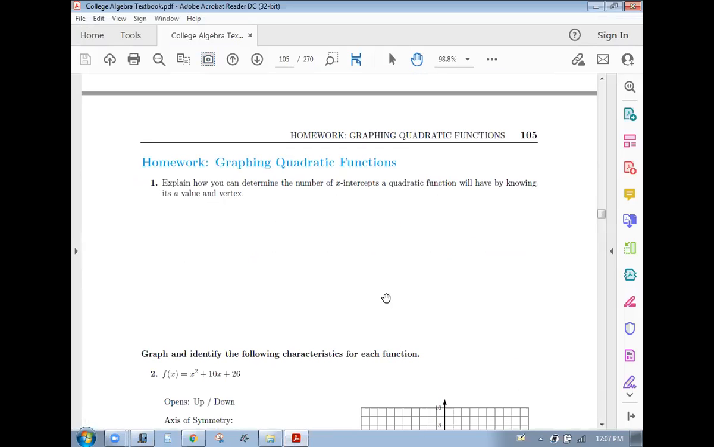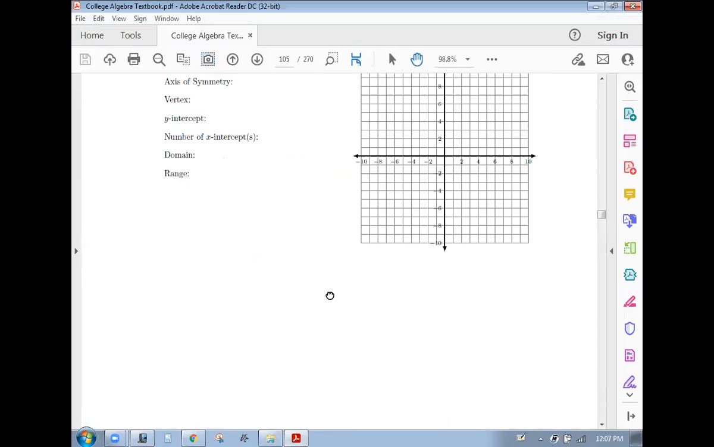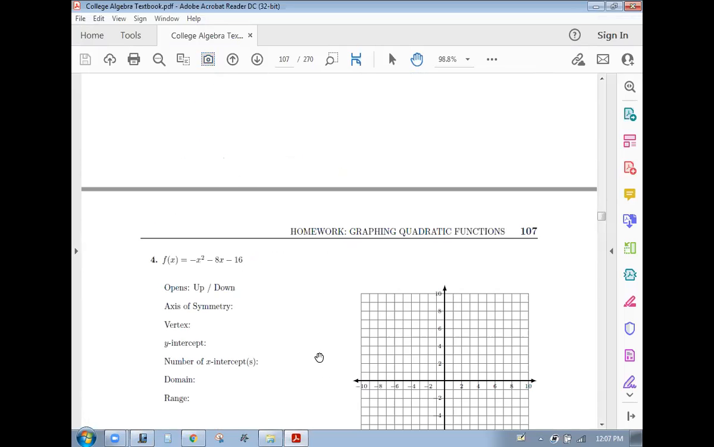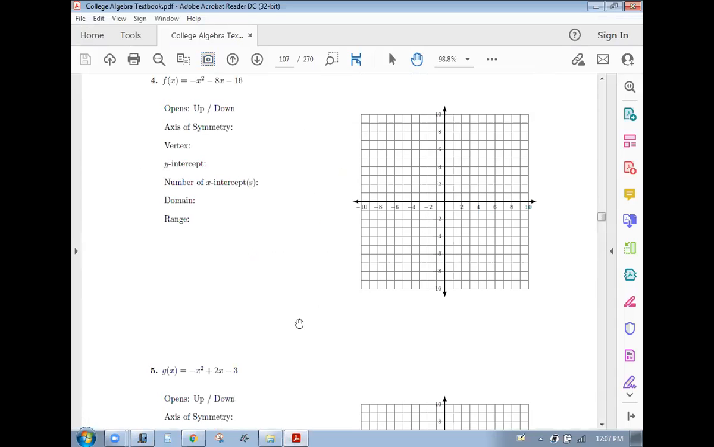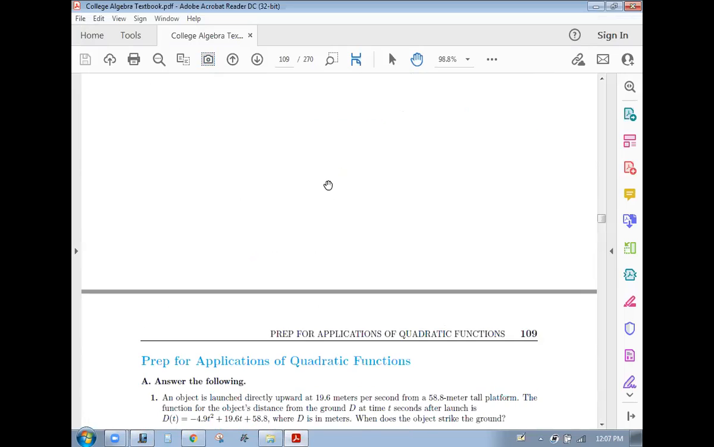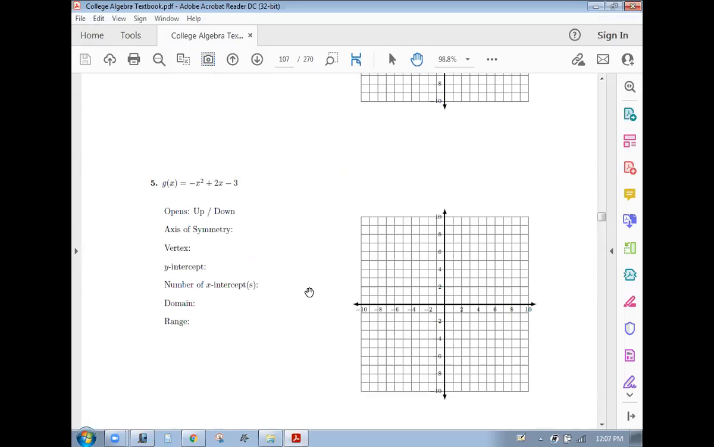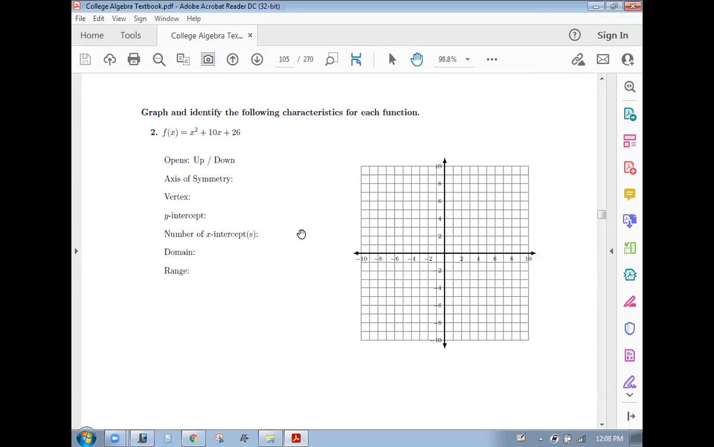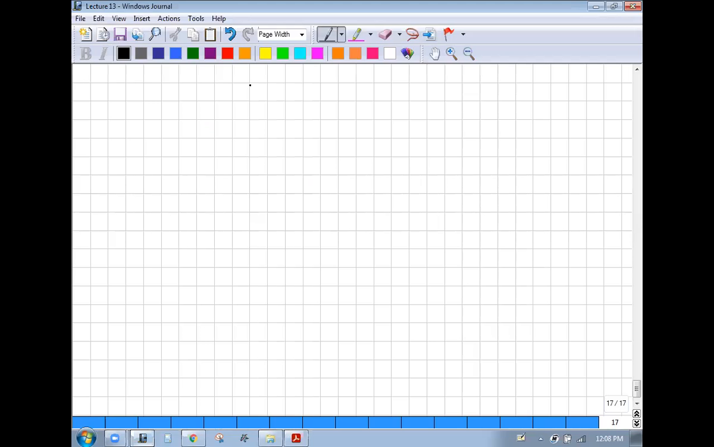So there's the homework. A whole lot of graphing quadratics. Let's go ahead and do this. Let's do our exam. Exam number 13. I'll go a few minutes early today. I'm hungry.